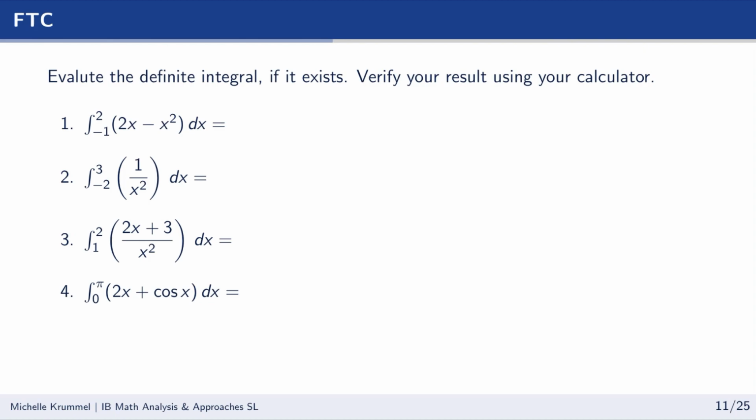So first one, antiderivatives, x squared and then minus x cubed over 3. We are evaluating from negative 1 to 2. Sub in the 2. Then sub in the negative 1.